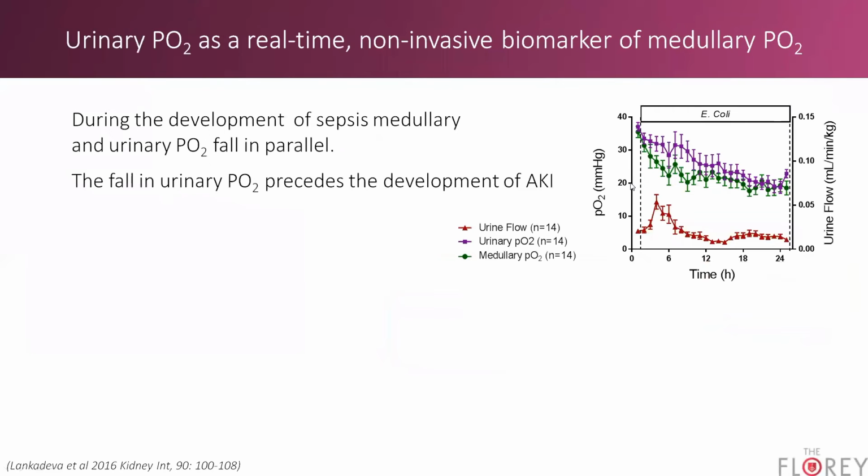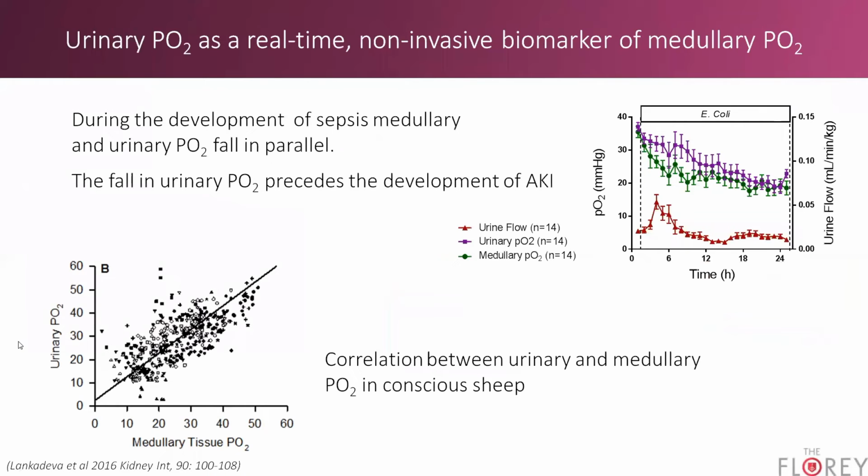What we see is that during the development of acute kidney injury, excitingly, the very early reductions in medullary tissue oxygenation, now shown in green, were very closely reflected by reductions in urinary oxygen tension, shown in purple. And when we looked at the correlation between these two variables during 24 hours of sepsis, we see that there was a very significant and positive correlation.